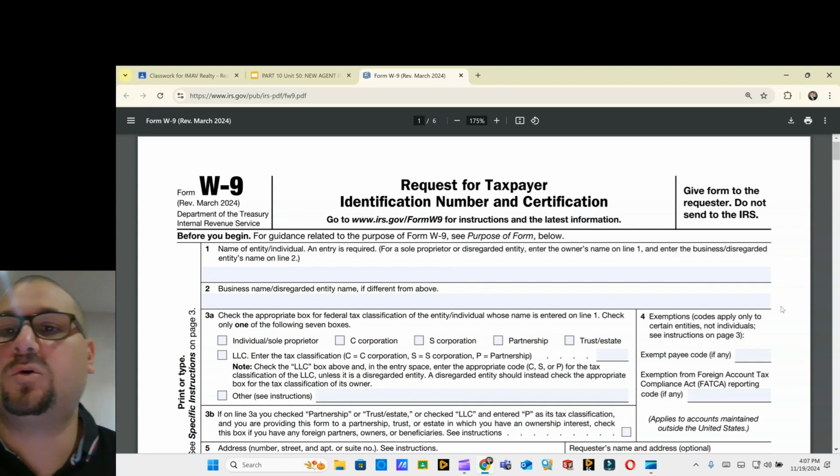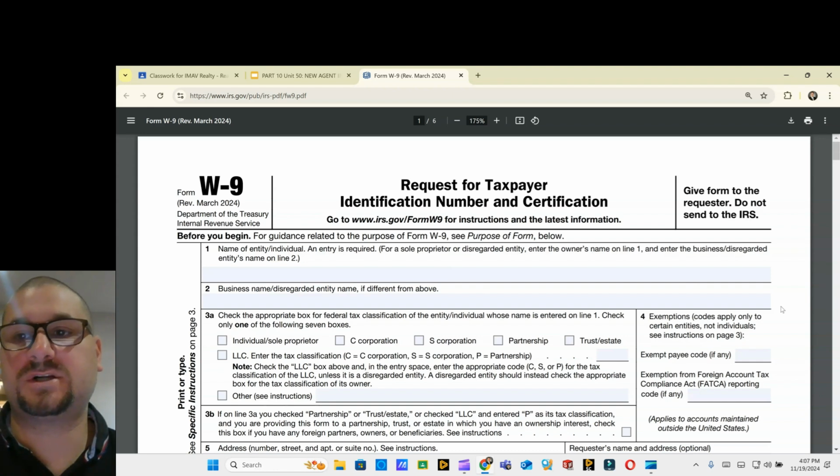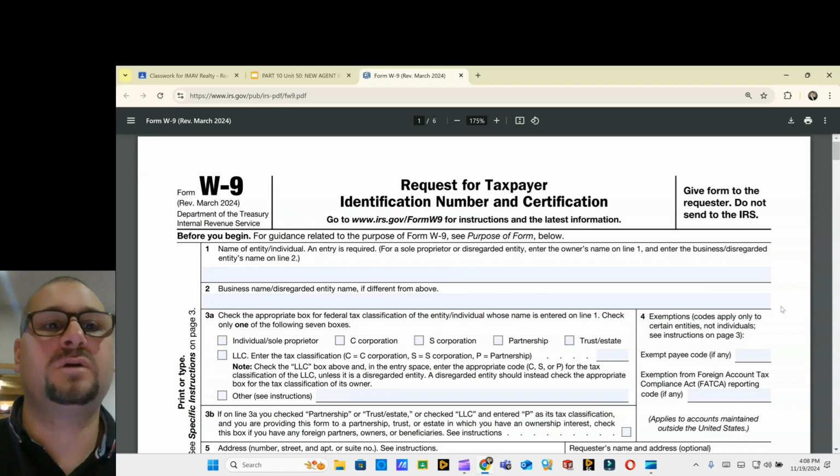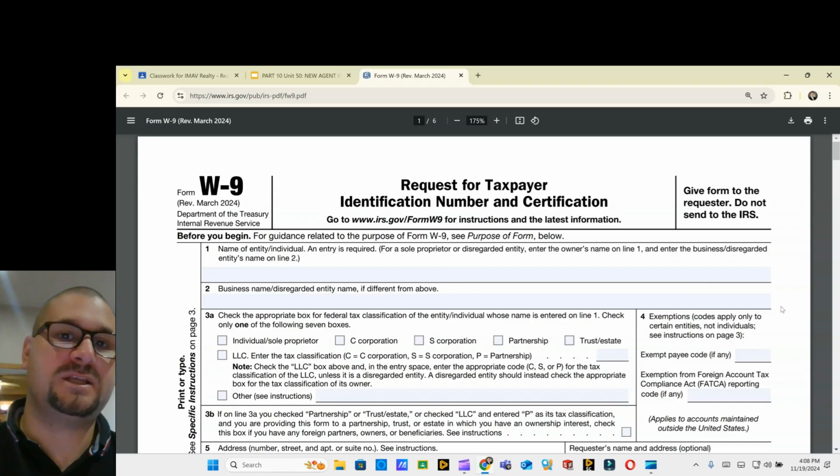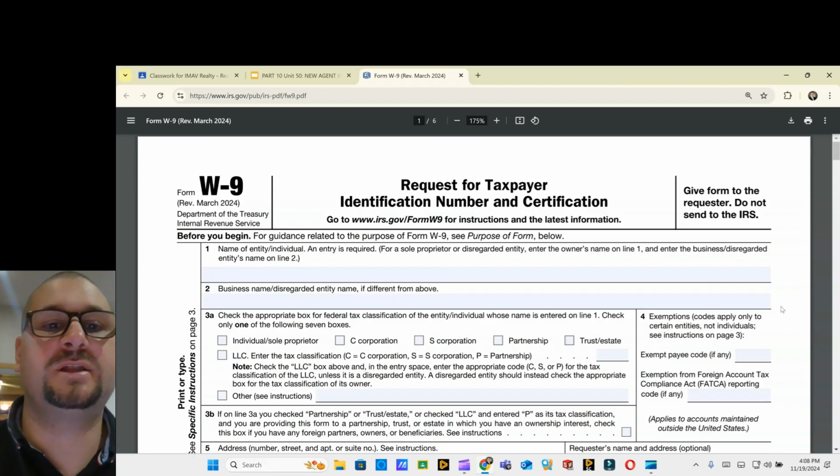You want to give the form to the requester. Do not send it to the IRS. The broker, me, will send it to you, the salesperson, and you give the form back to me. Before you begin, for guidance related to the purpose of the Form W-9, see purpose of form below. Line number 1, name of the entity or individual. That's your name. Line 2, business name, the brokerage name. Line 3A, you'll check the appropriate box.